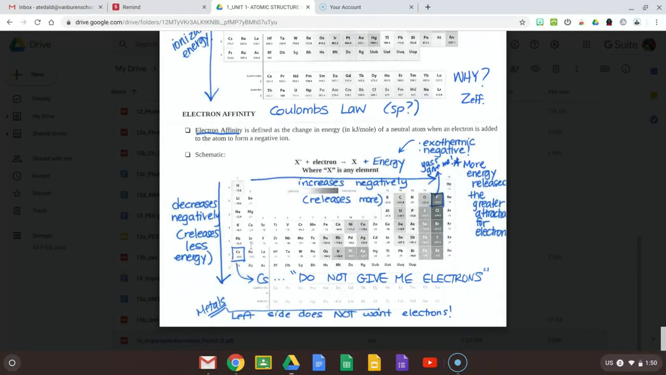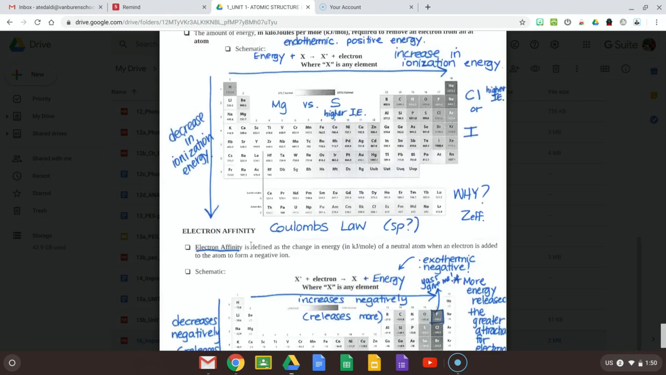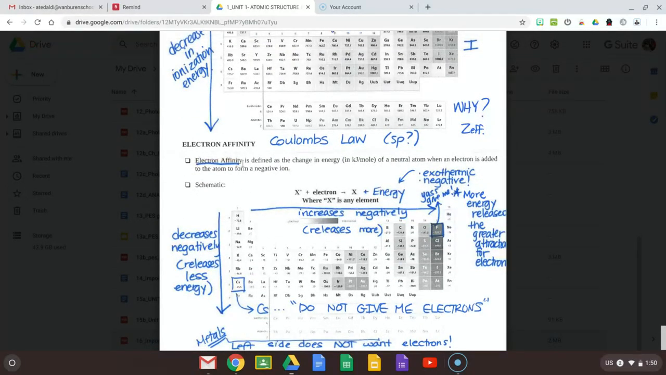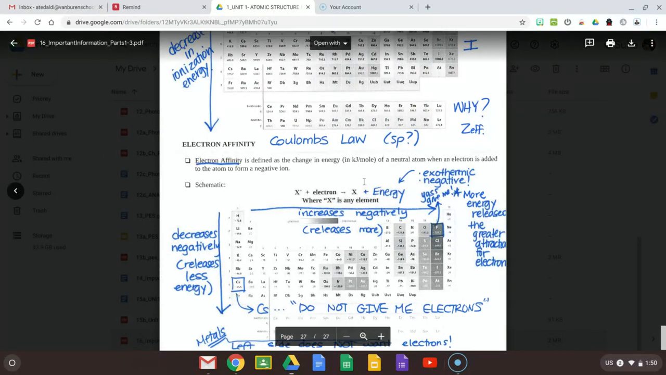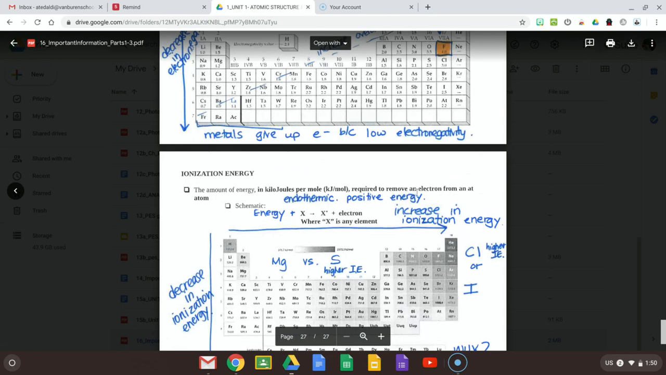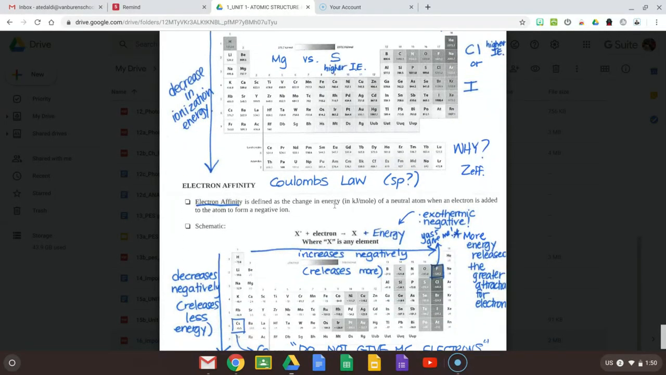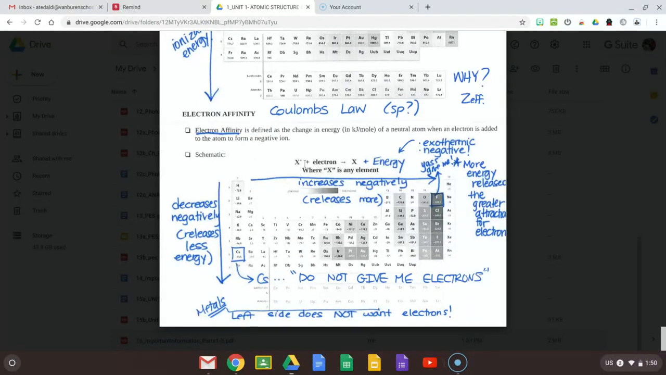The last thing I will talk about is electron affinity. It is the exact opposite type of schematic than ionization energy. Electron affinity is defined as a change in energy of a neutral atom when an electron is added. In ionization energy, an electron is removed. For electron affinity, an electron is added. And so here's the schematic.